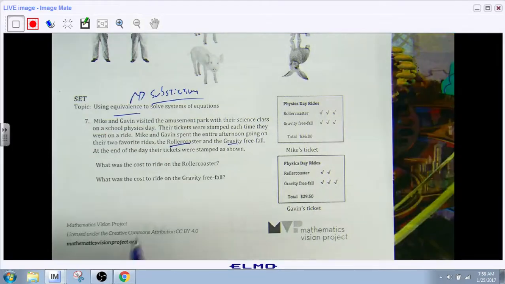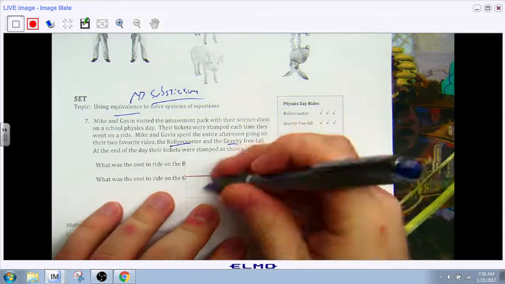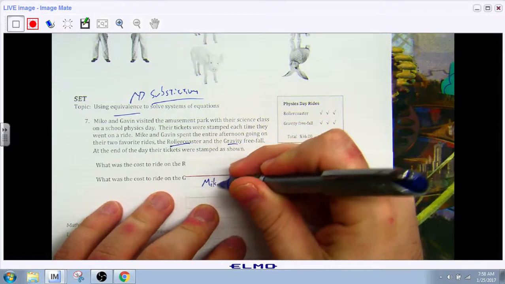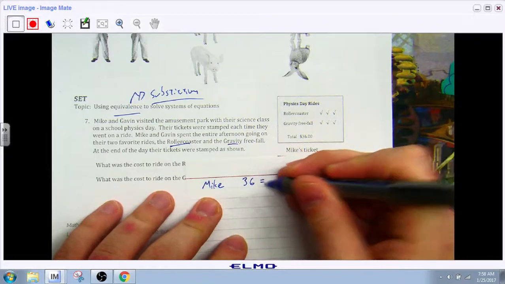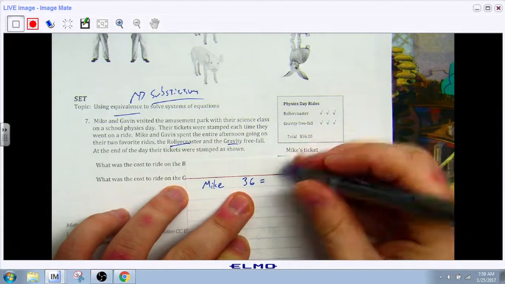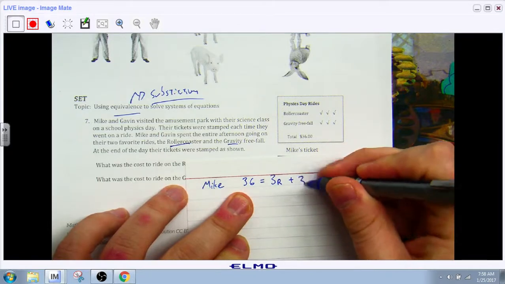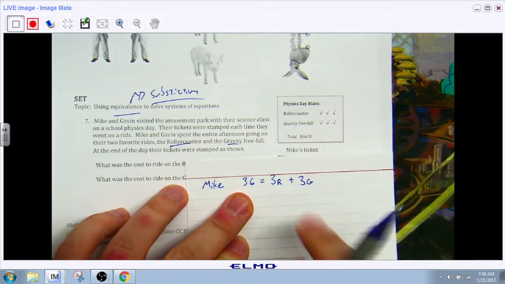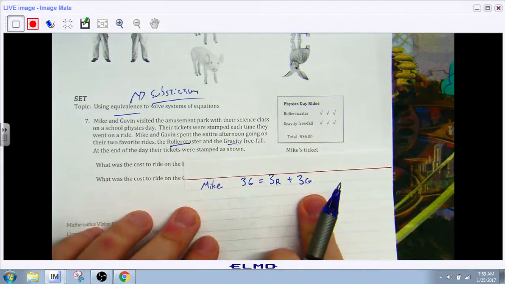What was the cost of the ride on the roller coaster, and what was the cost to ride on the gravity free fall? So what we have to do is look at both of their tickets and be able to make some sort of equation out of it. When I look at Mike's ticket, he ended up spending $36. And what did he spend that on? He spent that on 3 roller coaster rides and 3 gravity free fall rides. So 36 equals 3R plus 3G.